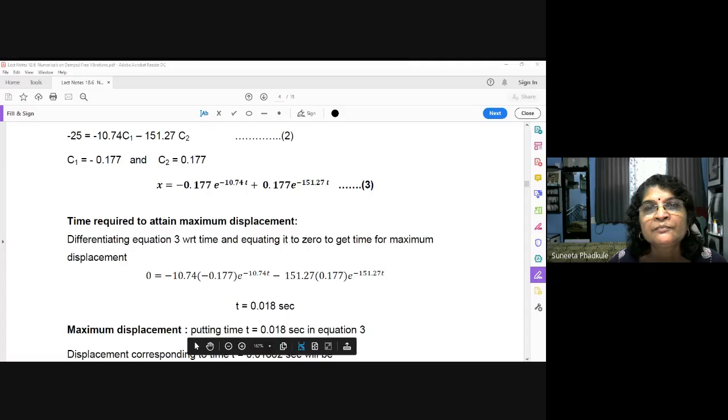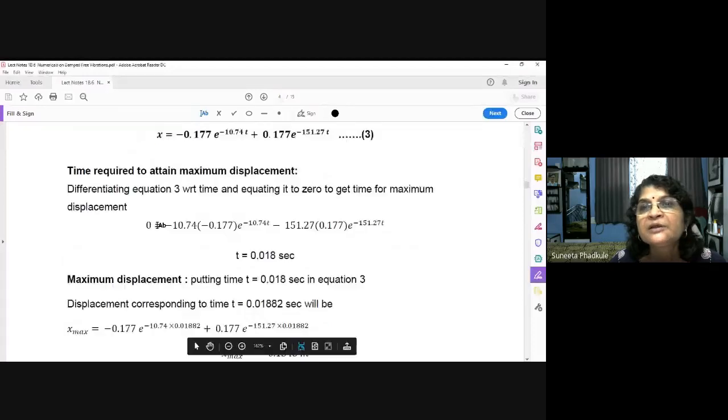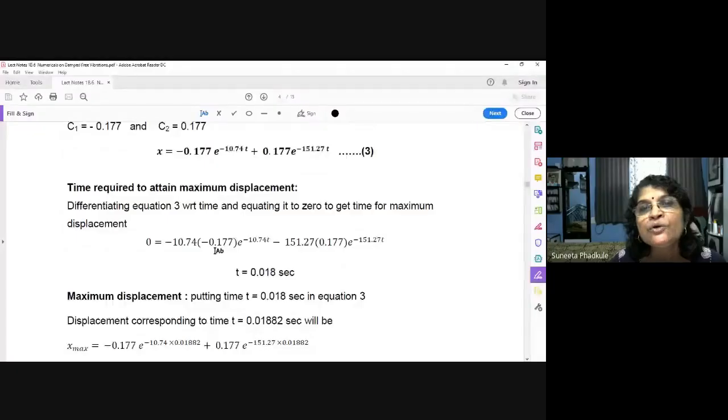So 0 is equal to this minus... differentiating, so that means minus 10.74 into minus 0.177 into e raised to minus 10.74t. What is the differentiation of the second term? Minus 151.27 into 0.177 into e raised to minus 151.27t. So this will give you t is equal to 0.018 second.